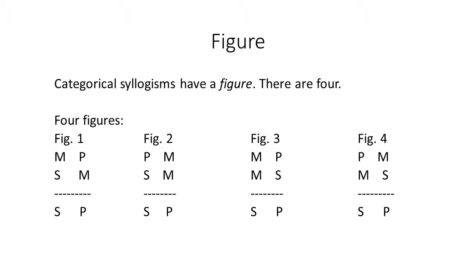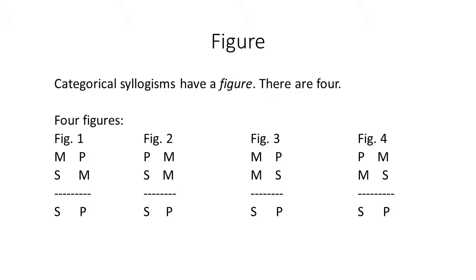So what's going on here is that the M stands for the middle term, the P stands for the predicate, and the S stands for the subject term. Well, the predicate and subject term of what? Well, of the conclusion. So what's being depicted here is the order of the middle term and the major term in the first line, relative to one another.